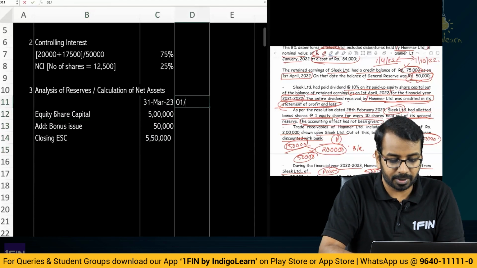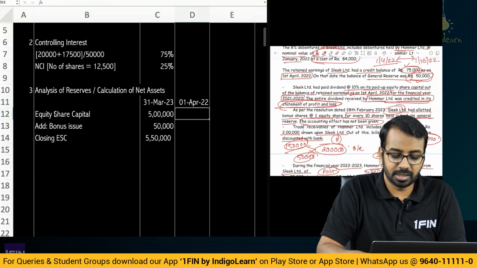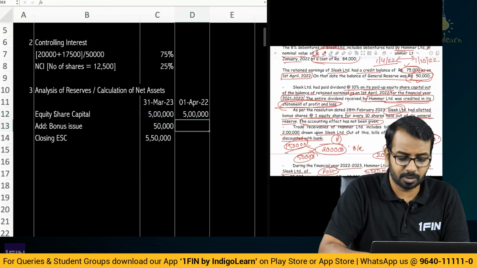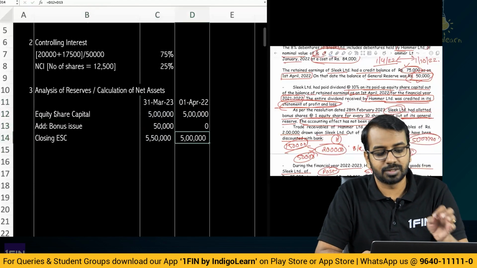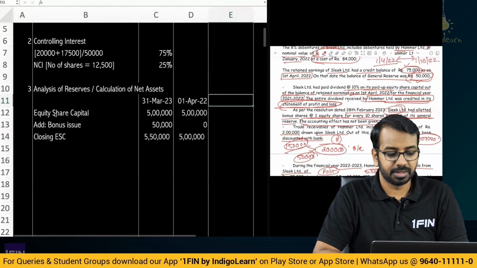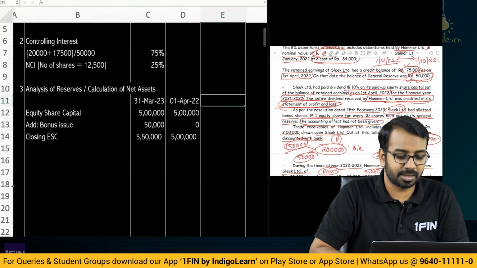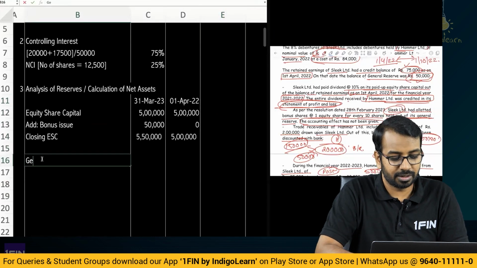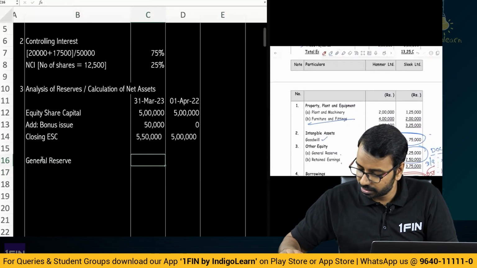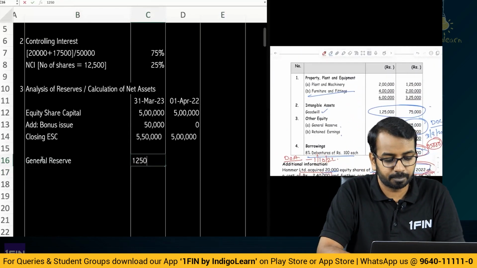Now, on 1st of April of 22, what is the share capital? 5 lakhs. Did we have bonus issue on 1st of April? We did not have. So, this number is 0. So, the balance will be 5 lakhs, right. Now, this is as far as the equity share capital is concerned. Then, we have general reserve. General reserve closing balance, if you look at the question, general reserve closing balance is 1,25,000.